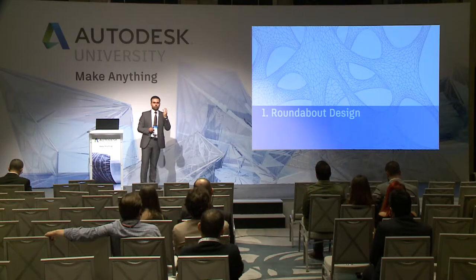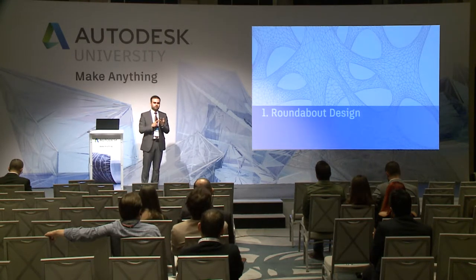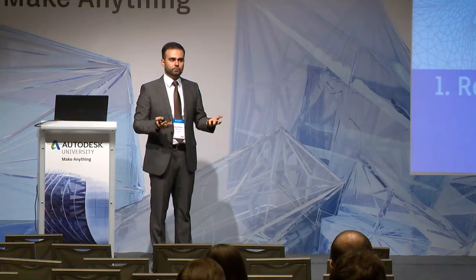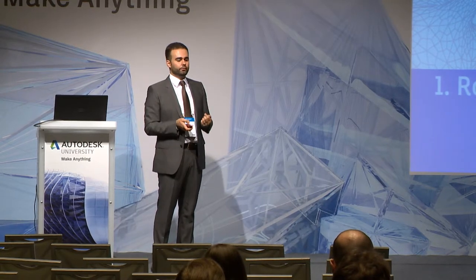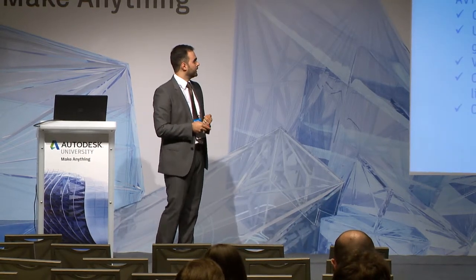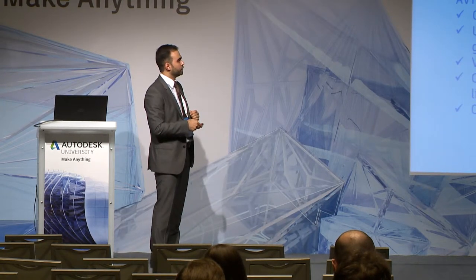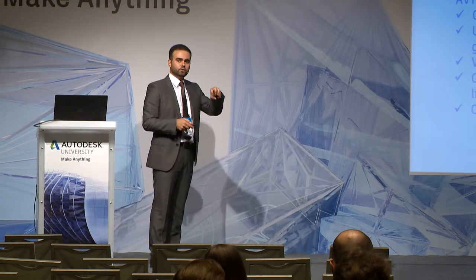Okay, so we talked about three major capabilities. We have the roundabout design, we have the parking design, and we have swept path analysis. Let's see how this tool can help us design roundabouts very quickly, very easily, including all the components of a roundabout. So what AVT will help you do is create standard-compliant designs, because whatever you create in vehicle tracking is based on a standard.